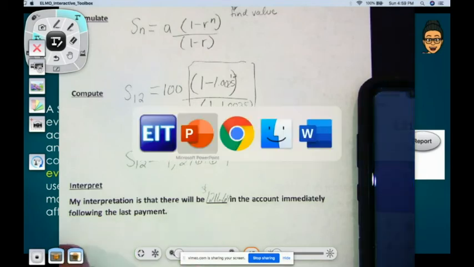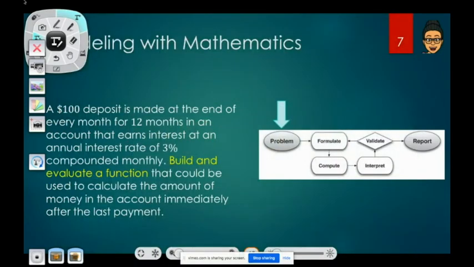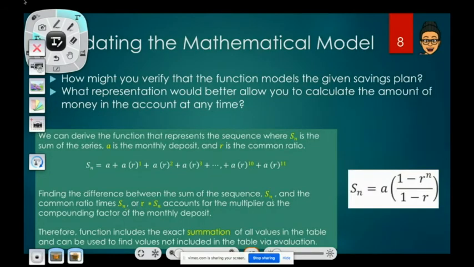How did I do, Miss Green? Talk about patience and perseverance. So it seemed like you found the difference between the sum of the sequence and the common ratio times the sum of the sequence, which accounted for the multiplier as compounding the factor of the monthly deposit. Therefore, the function included the exact summation of all the values in the table and can be used to find values not included in the table via evaluation. So your function is very efficient, and it's a really great way to verify the values without tedious procedures.